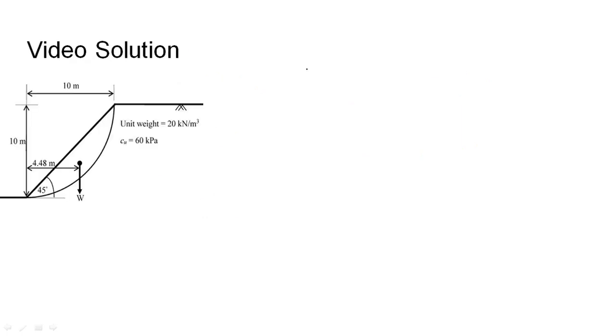So coming to the solution, we are given the circular finite slope whose unit weight and cohesion have been given. The dimensions of the slope are given. It is a 45 degree slope. So first we will try to find the resisting moment. So the resisting moment is given by undrained cohesion into length of arc into radius. So here cohesion is given as 60 kilopascals.